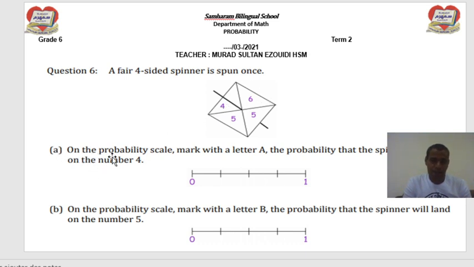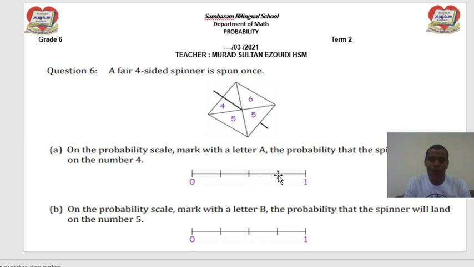Sub question A: on the probability scale, this is the probability scale, the probability of any event in general lies between 0 and 1. So on the probability scale, mark with a letter A the probability that the spinner will land on the number 4. Here you can see from 0 to 1, this 1 unit is divided into 4 equal parts. This is 1 over 4, this is 2 over 4, this is 3 over 4, and this is 4 over 4, which is 1. Meaning this is 0, this is 1 over 4, this is 1 over 2 because 2 divided by 4 is 1 over 2, and this is 3 over 4.